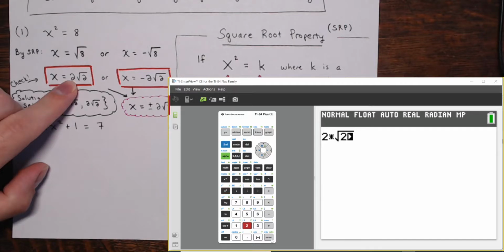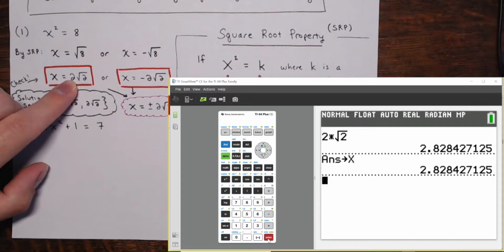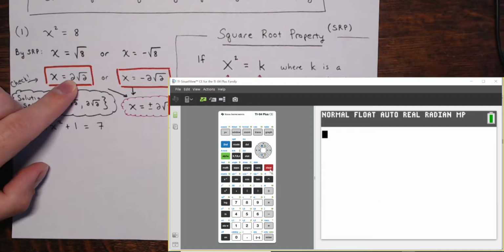Right, or the square root of 8, right? And I'm getting this number, and what I would like to do is store it as a variable. I'm going to hit the store button, store it as x. Right, so now every time I hit the x button, it is this number. It is 2 times the square root of 2. So I'm going to clear this now. Every time I hit x, it's 2 times the square root of 2.